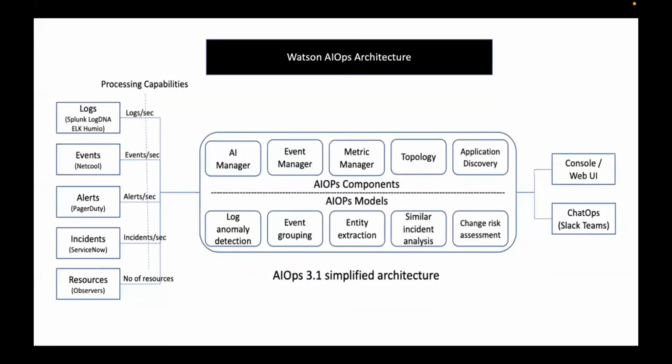So this is a very high level architecture. Again, I will not go deep into this. If you see here, these are the different data sources, and Instana is one such data source here. We have logs, events, alerts, incidents, and then the resource metrics. So these all are fed into this Watson AIOps. It has 5 major components: AI manager, event manager, metric manager, topology, and application discovery.